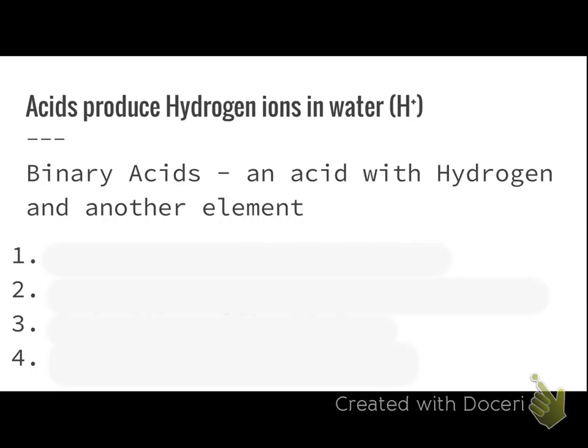Okay, so a binary acid. So bi, you should be thinking 2. So it's an acid that has a hydrogen and one other element in it. Now, how do we name them?